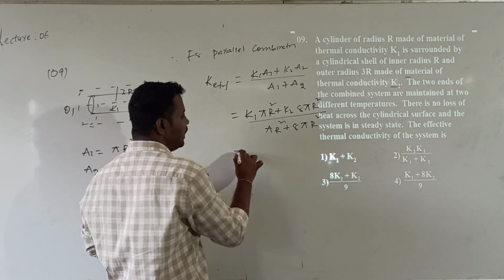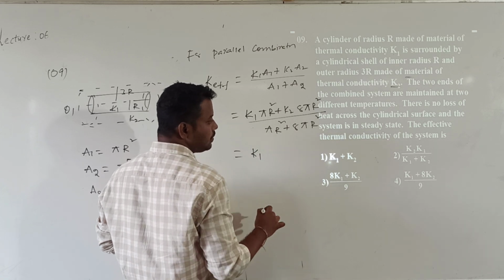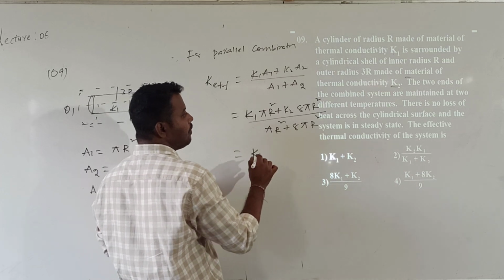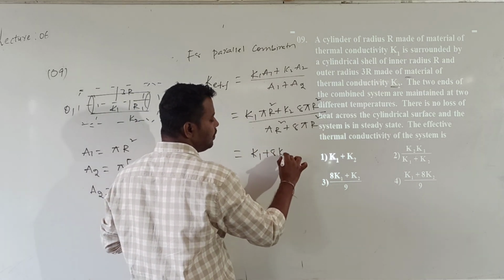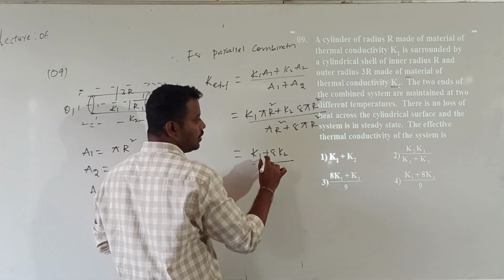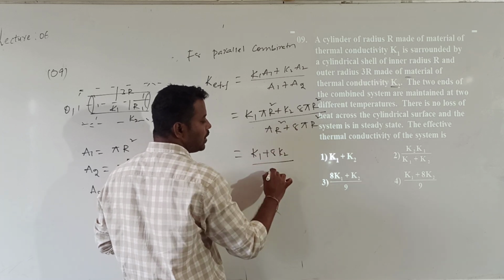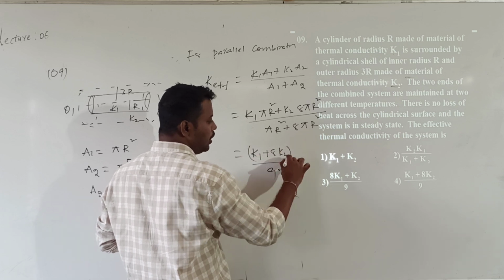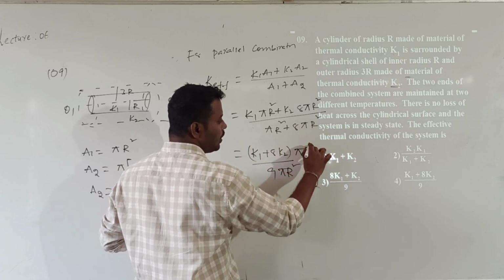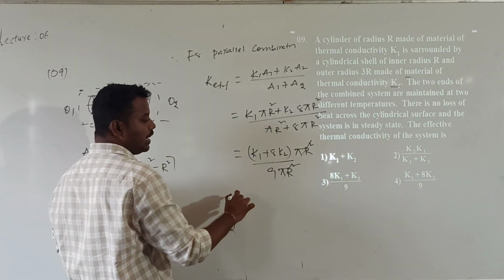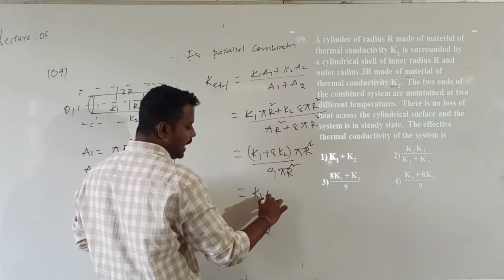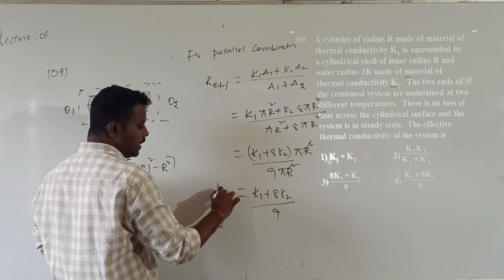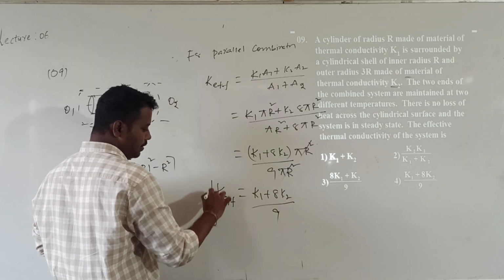Then what will I get? Which is equal to K1, can I take pi r square common? K1 plus 8 into K2 divided by, in the denominator, pi r square plus 8 pi r square, 9 pi r square. I will write 9 pi r square. In the numerator also I will take pi r square common. Pi r square cancels. So the answer is given by K1 plus 8 into K2 divided by 9. So this is the expression for K effective.